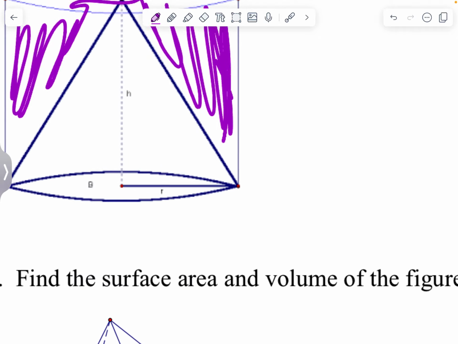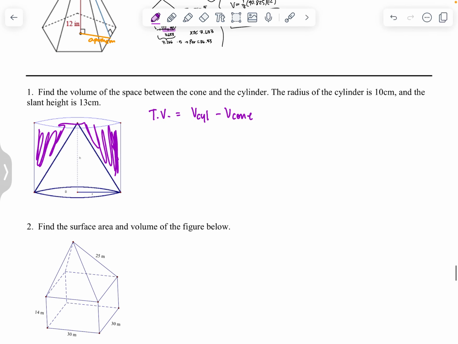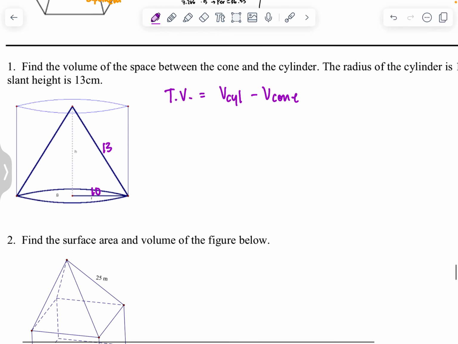All right, so here there's some information. The radius of the cylinder is equal to 10. The slant height is 13. And that's it. So the moment we have that, let's actually erase this so we could work with it. Let's take this 13 out and put this here. We actually need to solve for the altitude. So we do some Pythagorean theorem work.